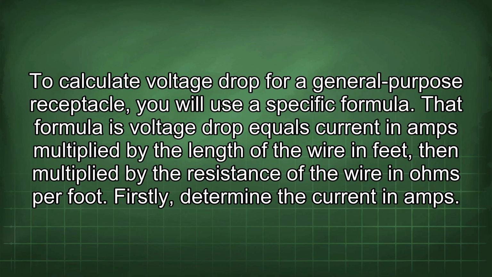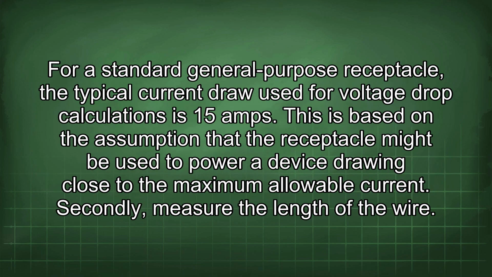Firstly, determine the current in amps. For a standard general-purpose receptacle, the typical current draw used for voltage drop calculations is 15 amps. This is based on the assumption that the receptacle might be used to power a device drawing close to the maximum allowable current. Secondly, measure the length of the wire.